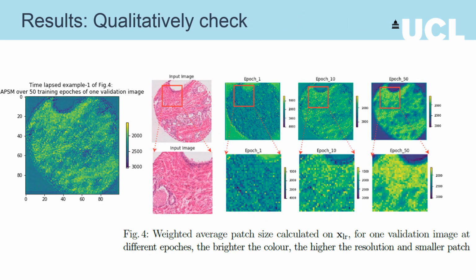Lastly, this is another example for a qualitative check of the Foveation module, which plots the weighted average patch size distribution over all training epochs. And again here, the bright yellow means selecting the small patch high resolution configuration, while dark blue means the low resolution big patch configuration. It shows that the Foveation module can learn to rule out the background area with the big patch low resolution configuration, while certain clinically important areas get small patch high resolution configurations.